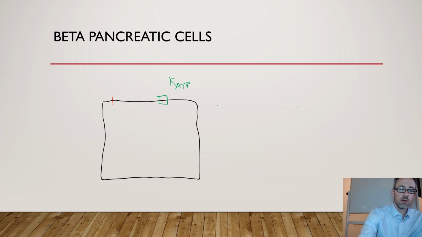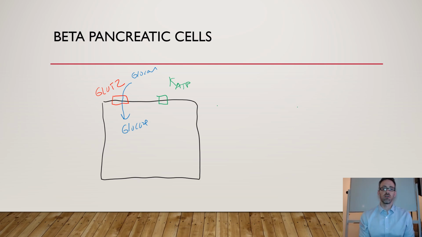Over here, this is our glucose receptor. I'll put it down here. It's a GLUT2, so a glucose transporter 2, and our ATP dependent potassium channel. Okay, so what happens here is this. Glucose can enter through this glucose transporter. All right, so that's our glucose. Glucose enters into the cell via the GLUT2 transporters, or the glucose 2 transporters.